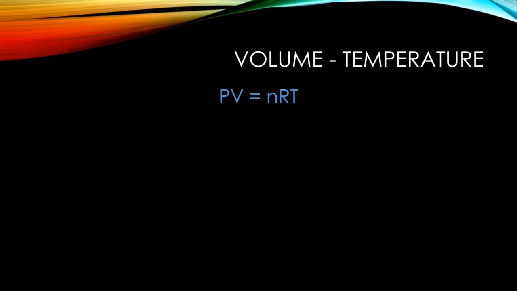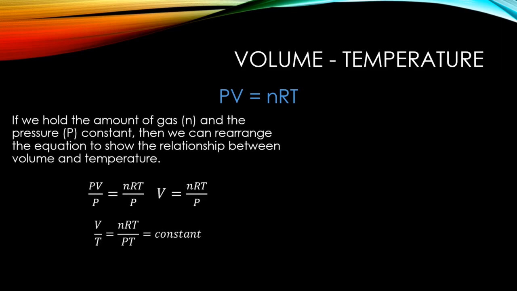Let's look at the relationship between volume and temperature. Of course, we're still using an ideal gas, and we can use the ideal gas equation to do this. If we hold the amount of gas constant, so N, we're keeping N constant this time, and pressure, then we can rearrange this equation and look at the relationship between volume and temperature. To do that, we're going to get volume and temperature both on one side of the equation. Here's a little reminder of how to do that.